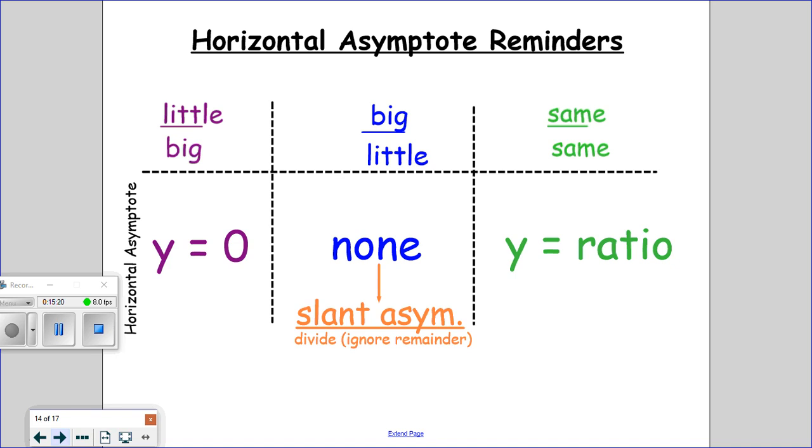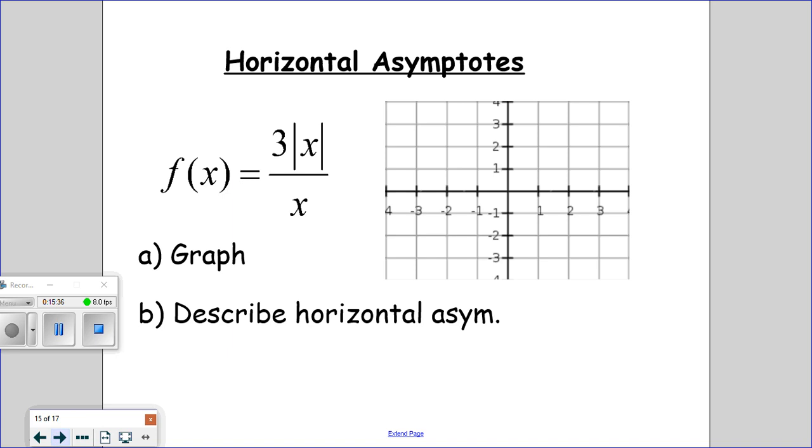Not all of our problems will be rational expressions, but this kind of helps you think through those a little bit. Otherwise, we might have to just do it individually as we go. For example, this one kind of looks like a rational expression, but we've got an absolute value going on in there. So let's talk about this.